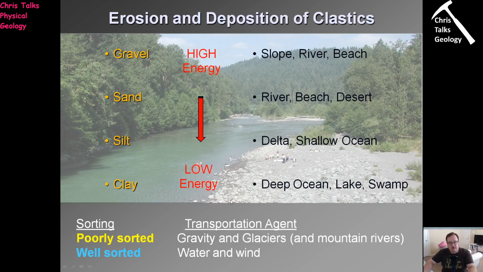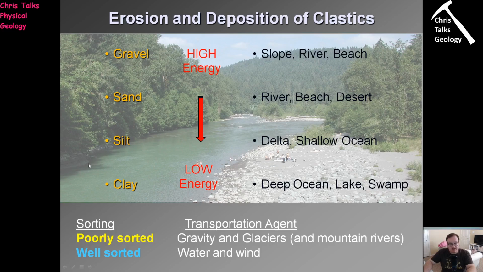Now, we've already covered this, so we're not really going to worry about it too much. But in this diagram here, it's just giving us a very crude list of environments in which you would expect to find clast sizes of a certain nature. So the other thing you'll notice, by the way, here in red is that it says high energy environments and low energy environments. So once again, the larger the clast size, the more energy is required to move it.